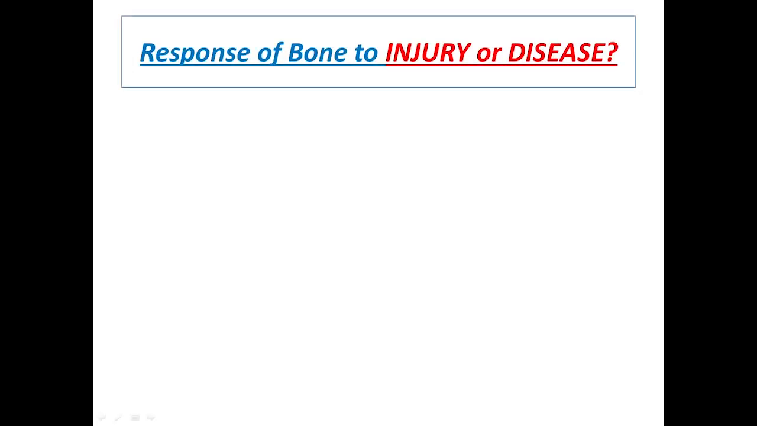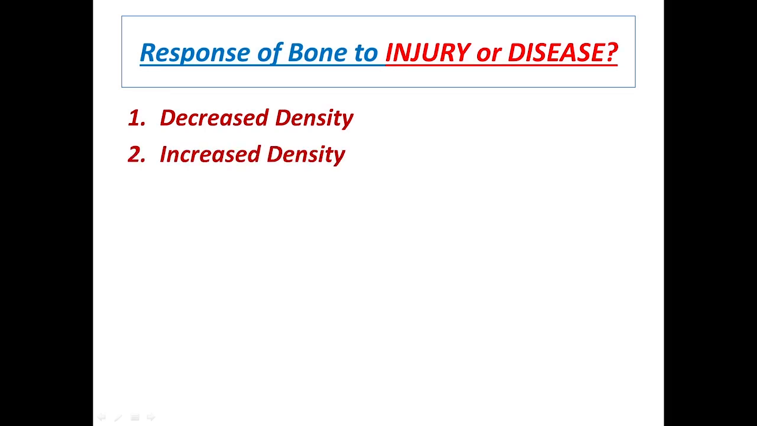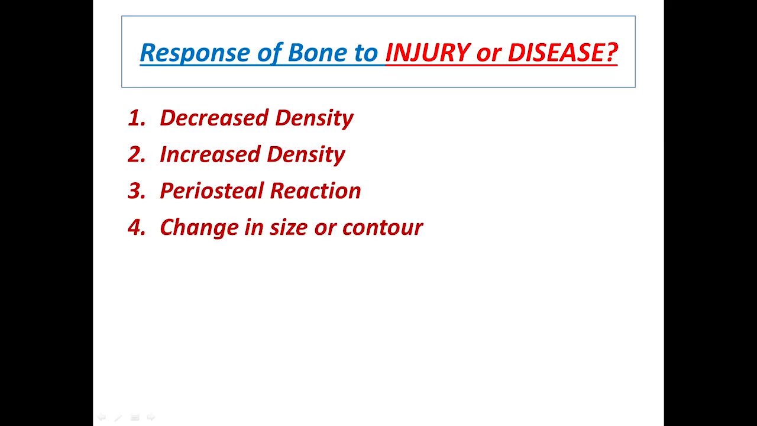So the first response you can notice on a radiograph is decreased density. That means some area or some part of the bone on a radiograph looks more grayish or sometimes more black. Similarly, in some conditions, density of the bone increases, and then sometimes different periosteal reactions may take place in different situations. The fourth one is change in the size or the contour of the bone, and the last one is change in the trabecular pattern. Let's start with all the responses of the bone one by one.